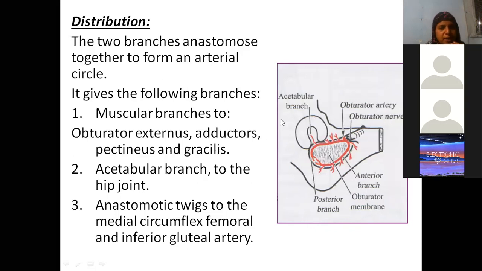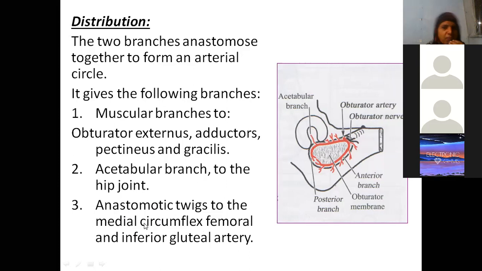The two branches anastomose together like this to form an arterial circle. It gives muscular branches to obturator externus, adductors, pectineus and gracilis. This is the acetabular branch, which goes and supplies the hip joint. Then anastomotic twigs go and join the medial circumflex femoral and inferior gluteal arteries. Medial circumflex femoral is a branch of which artery?